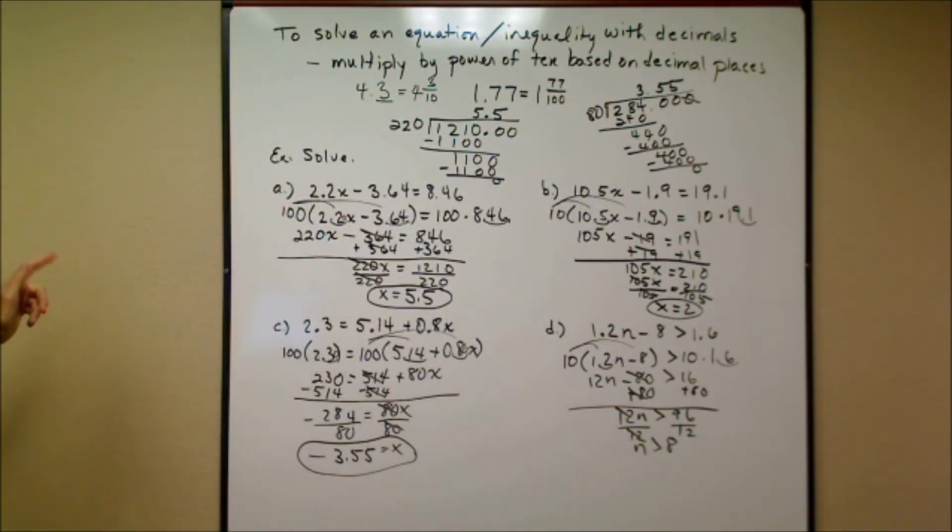If you don't want to deal with the fractions, if you don't want to deal with the decimals, then take these suggestions. Fractions, multiply by the least common denominator. Decimals, multiply by the appropriate power of 10. That will eliminate those decimal places, so you'll end up with an equation that won't have any fractions or decimals, or an inequality without any fractions or decimals. It takes a little bit of time to get good at this, so remember, practice, practice, practice.